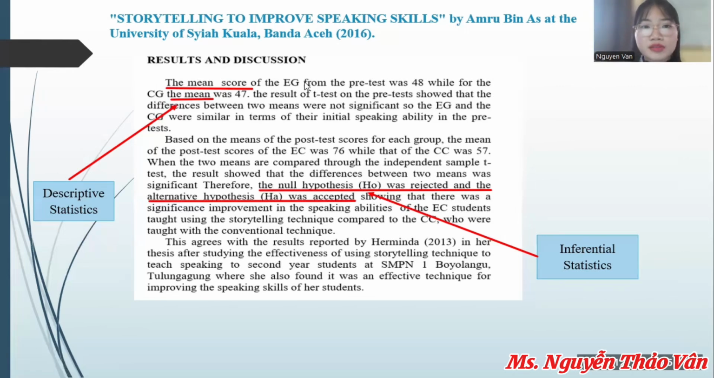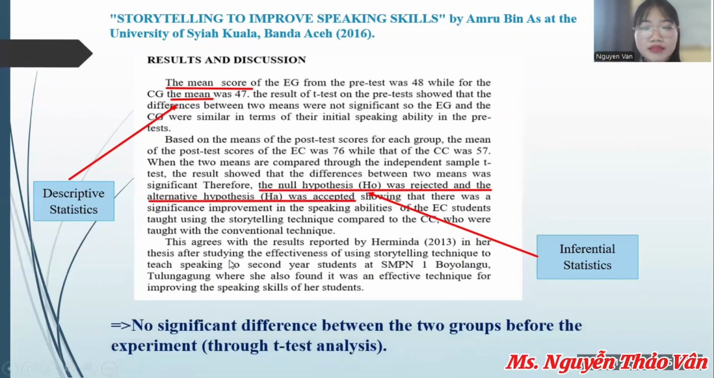Pre-test between the experimental group and the control group. The mean score of the experimental group in the pre-test was 48, while for the control group, the mean was 47. So there was no significant difference between the two groups before the experiment through t-test analysis. But what about the post-test?